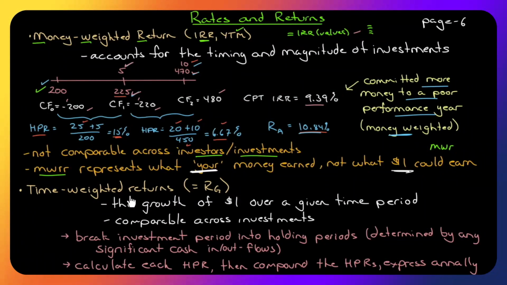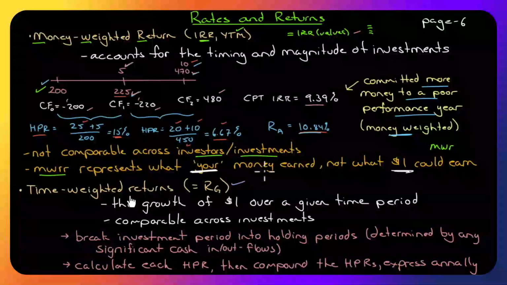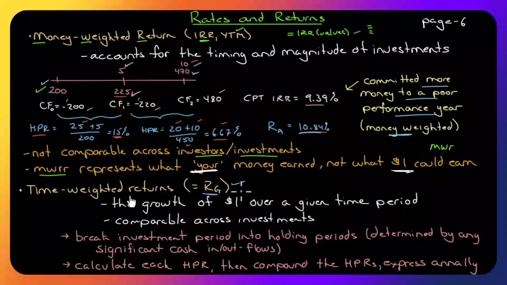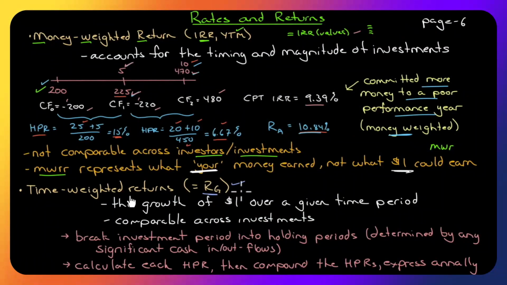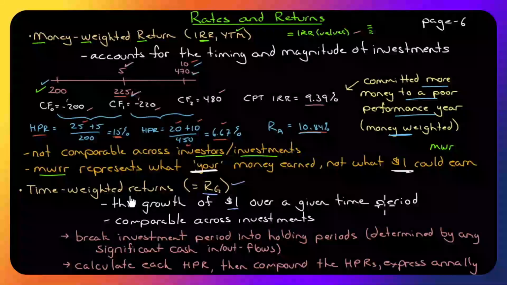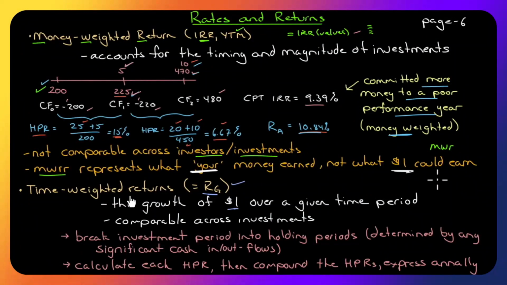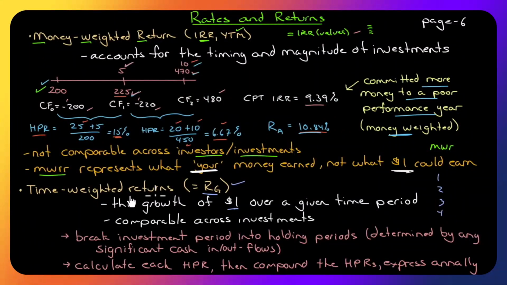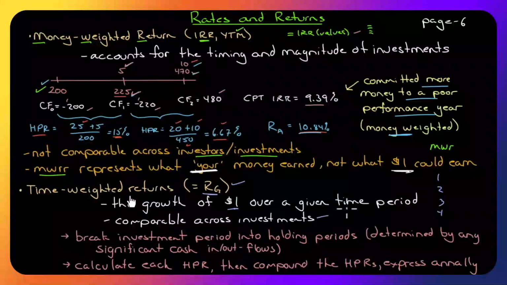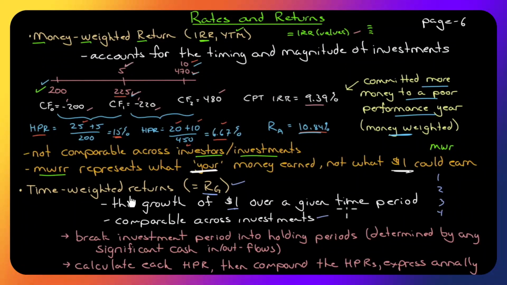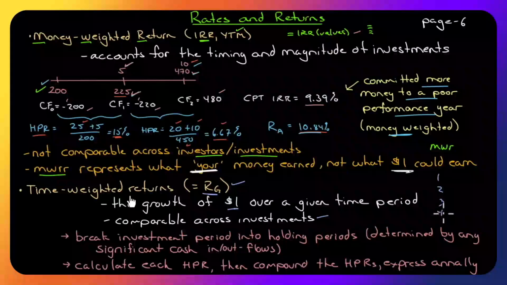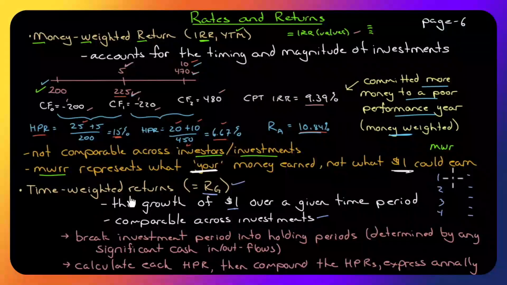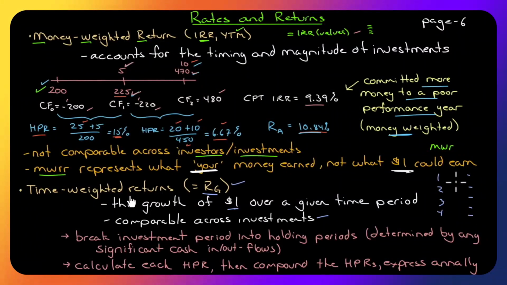The time weighted return. This is comparable across investments, and we've already seen it. It is a geometric mean return. It is the growth rate of $1 over a given time period. If we're going to compare mutual fund 1, 2, 3, 4, we want the time weighted rate of return. It is comparable across investments. So we say, well, if we committed $1 to each of these funds 4 years ago, how much would we have today? Without consideration for how we committed the money.